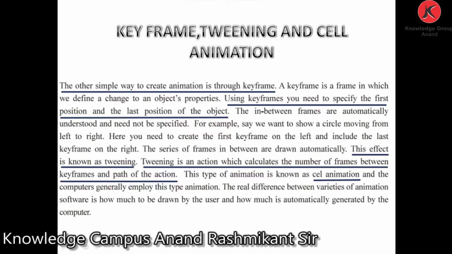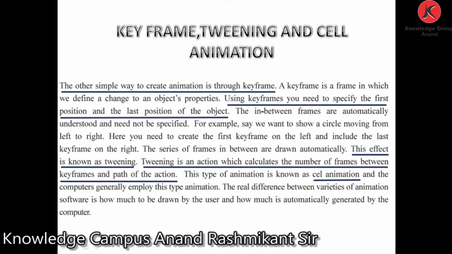For example, say we want to show a circle moving from left to right. Here you need to create the first keyframe on the left and include the last keyframe on the right. The series of frames in between are drawn automatically. This effect is known as tweening. Tweening is an action which calculates the number of frames between keyframes and the path of the action. This type of animation is known as style animation, and computers generally employ this type of animation.